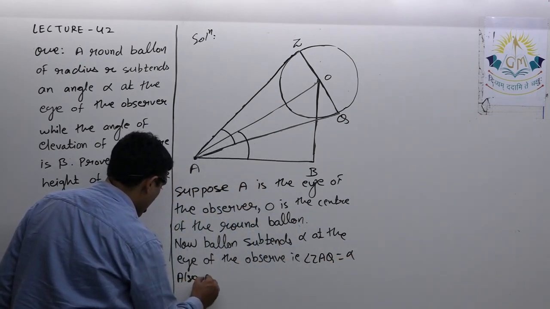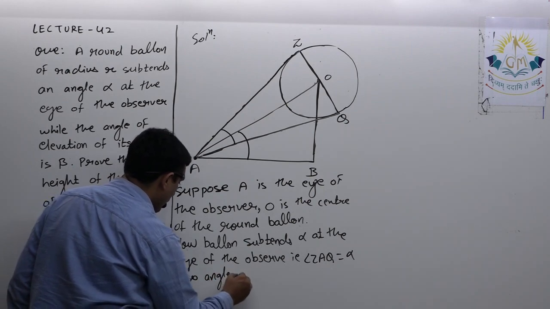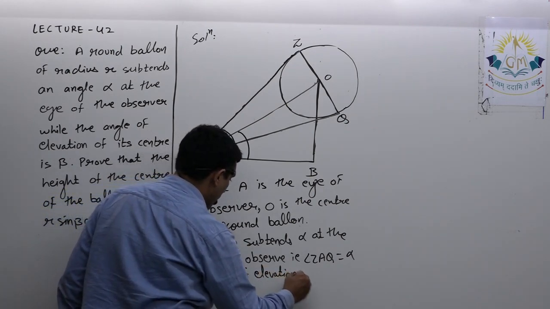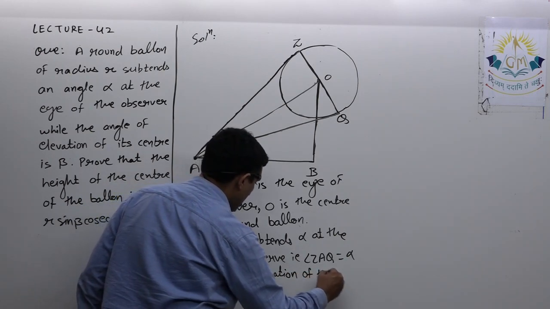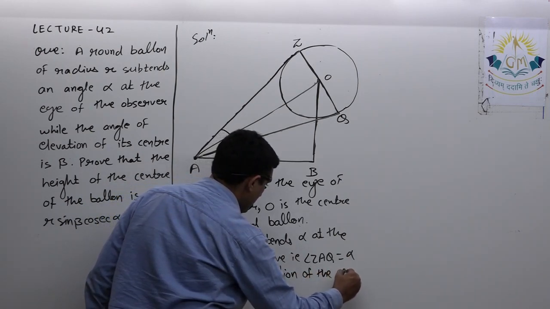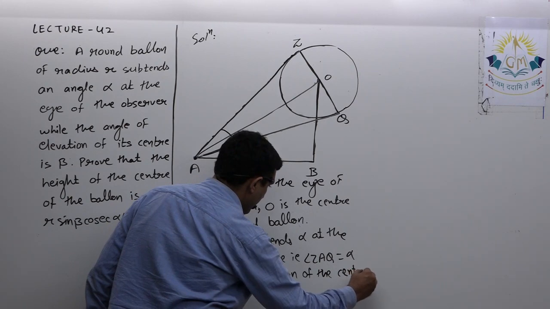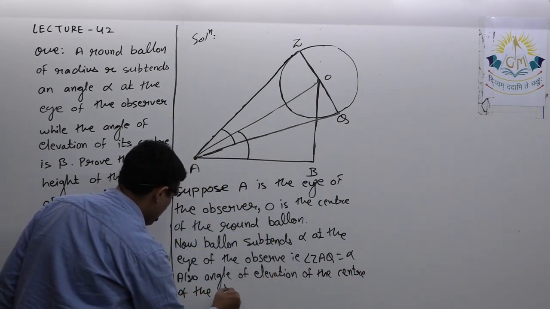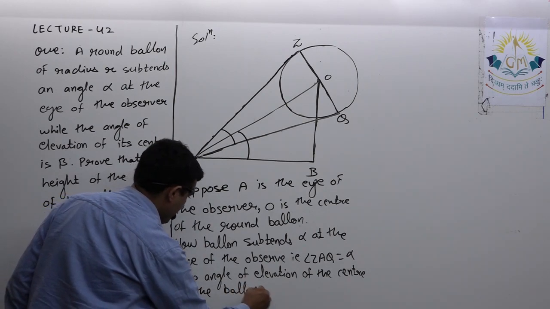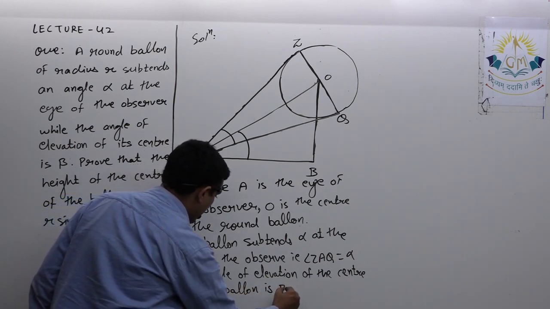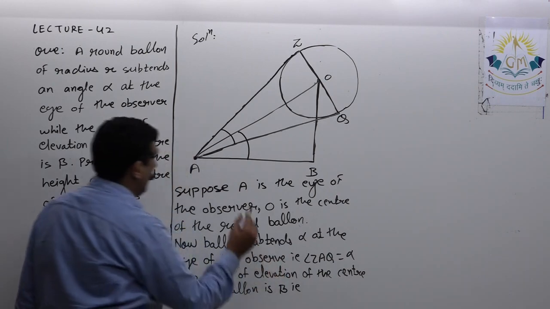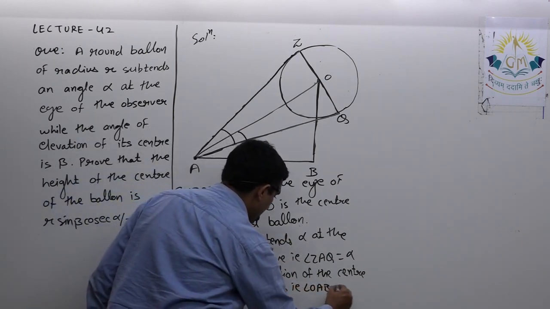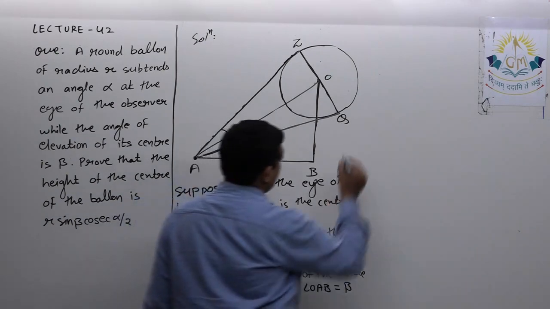Also angle of elevation of the center of the balloon is beta, that is angle OAB, angle OAB is equal to beta.